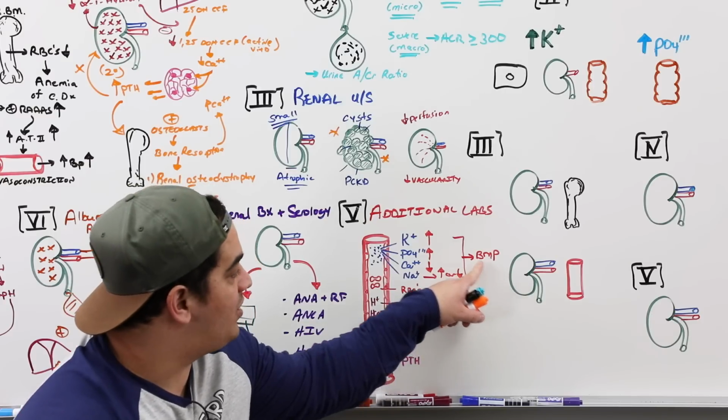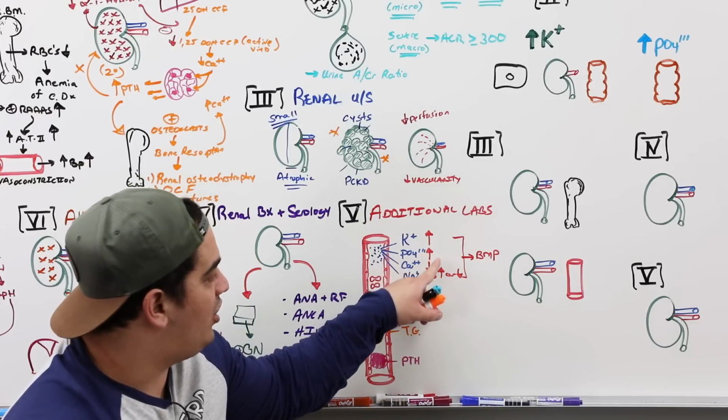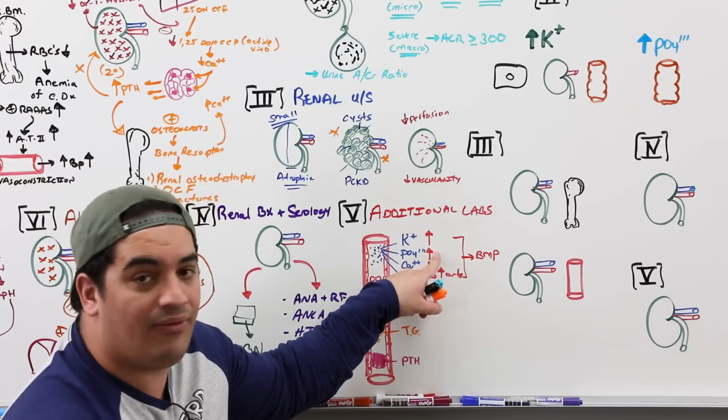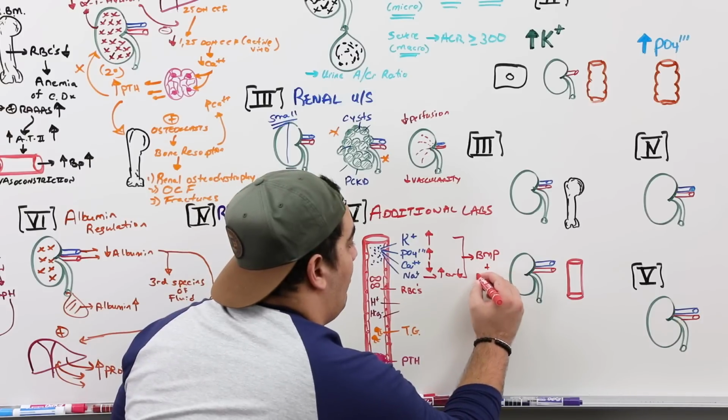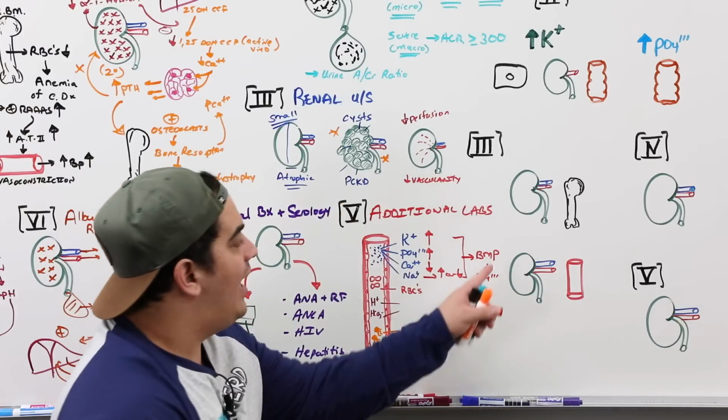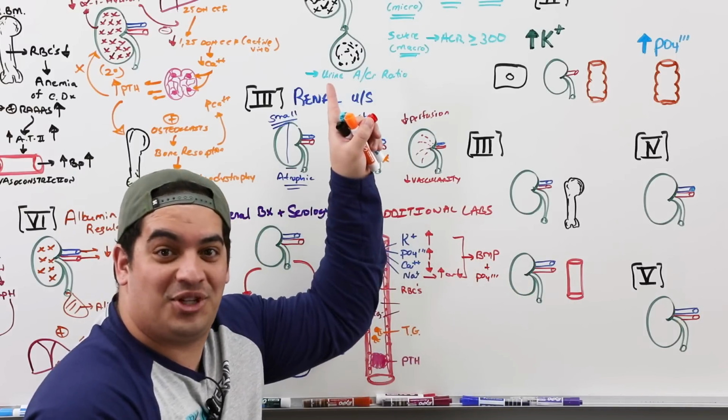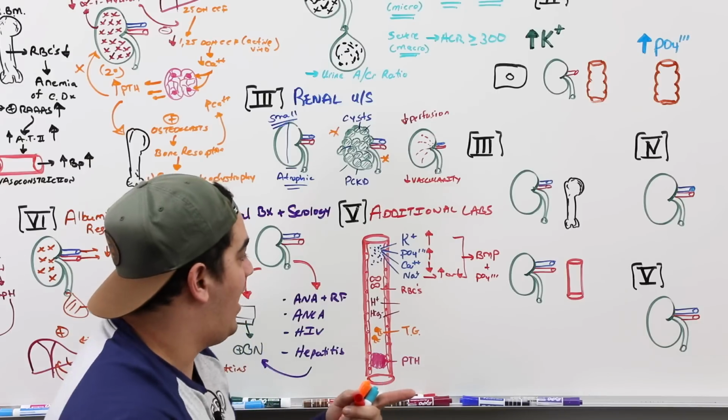So a BMP should also give you potassium. It should give you calcium. It should give you sodium. You may have to add on a phosphate. So we'll add on a phosphate. And then it also should give you your GFR, which is based upon the creatinine, okay?